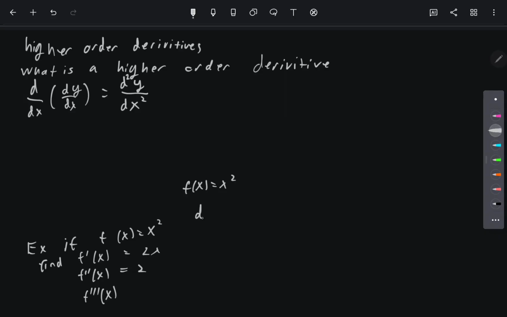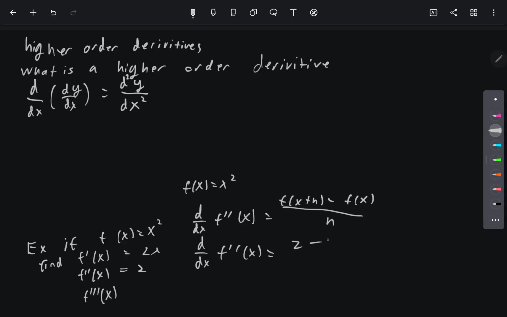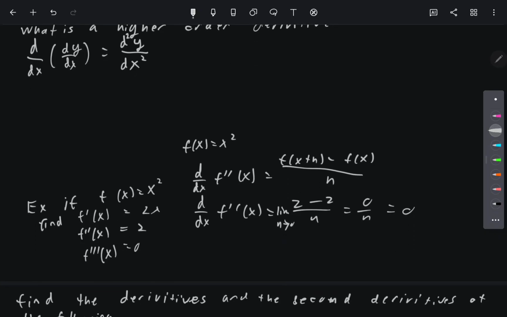So we have d over dx of f double prime of x. So what this is going to tell us is we want to take f of x plus h minus f of x all over h. So d over dx of f prime of x. Well, we don't have anywhere to plug in h, or x plus h, so it's just 2 minus 2 over h. That's 0 over h. So in this case, the derivative is 0. And that's actually an interesting fact. The derivative of every constant is 0.